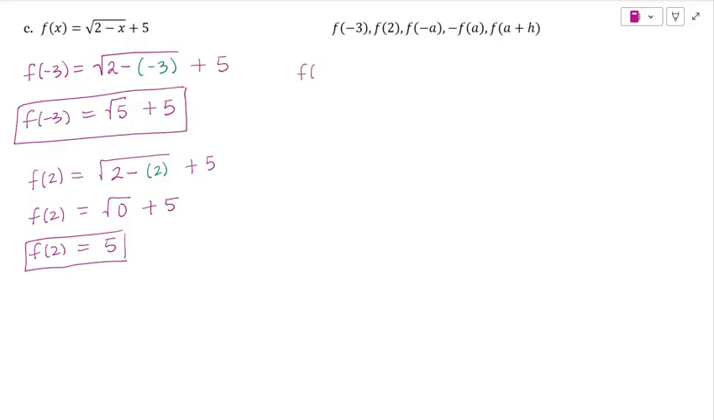Let's plug -a into this function. We'll have 2 minus a -a, and then plus 5 on the outside. So this is 2 plus a underneath the square root, and then plus 5 on the outside.